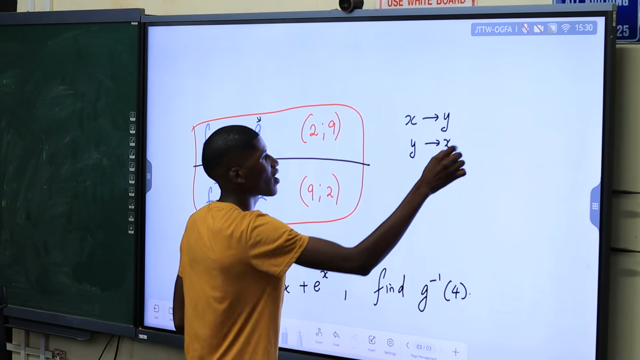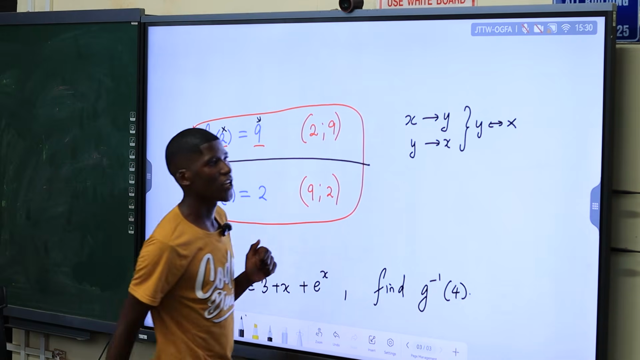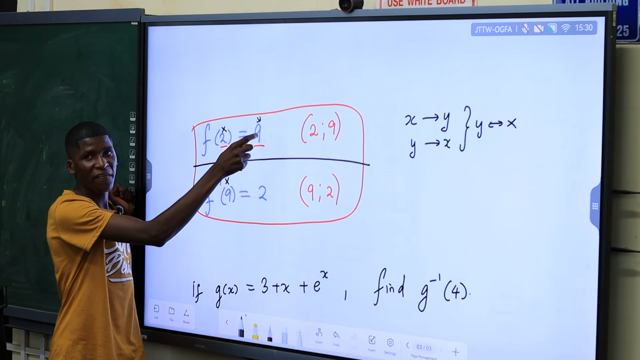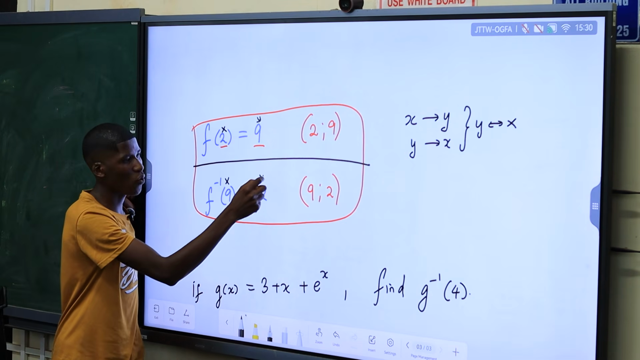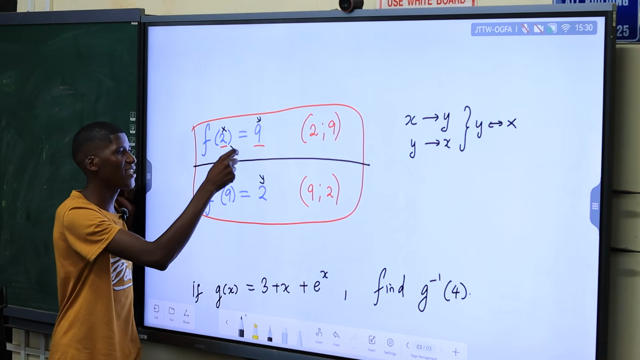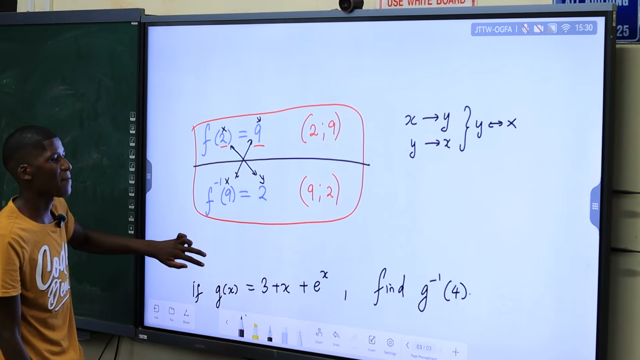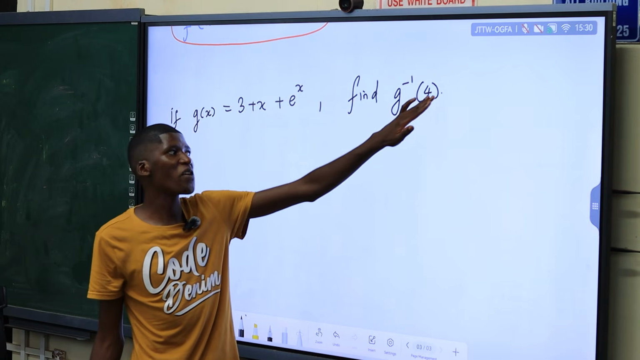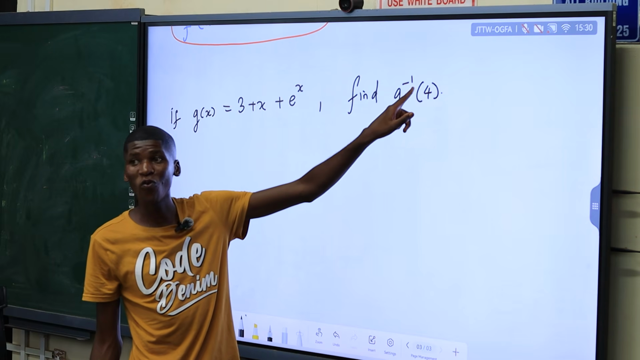In other words, we are trying to say that we are interchanging y and x. So this was the y value in the original function, and it is going to become the x value. And this was the x value, and it becomes the y value. So this is looking for a y value on the inverse when x is equal to 4.